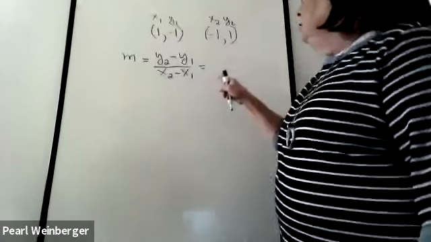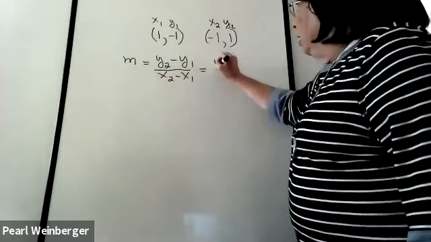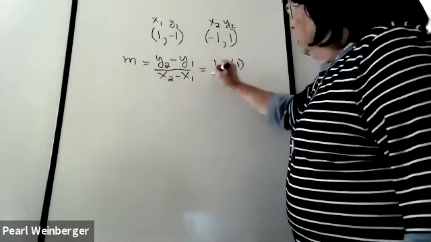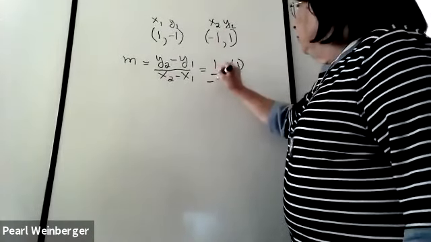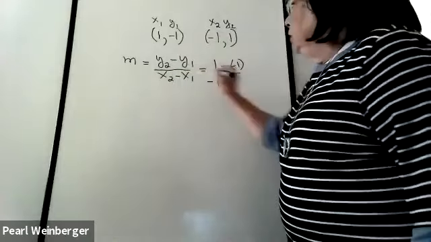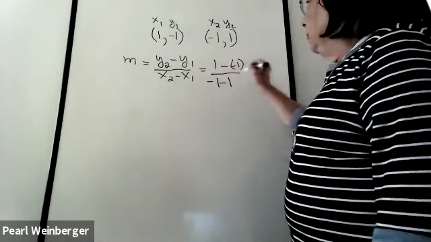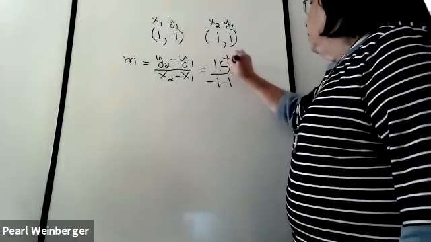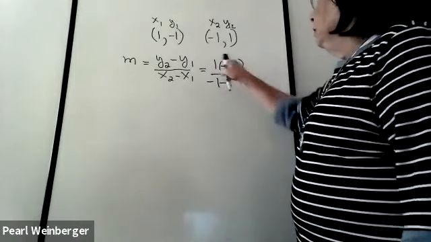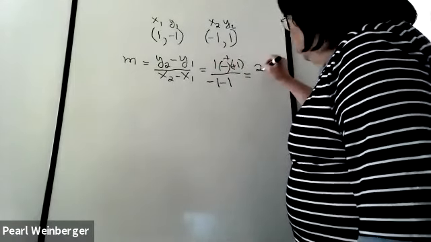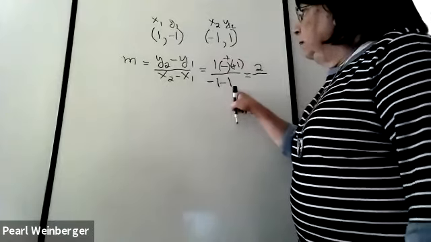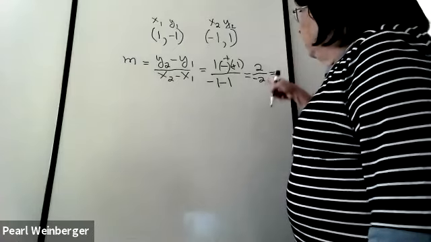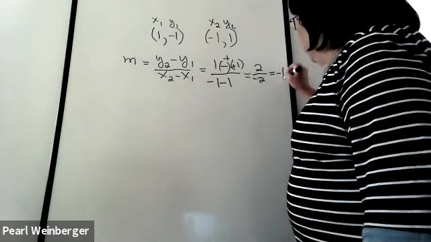And if I put it into the equation, it's y2, which is 1, minus y1, which is negative 1, over x2, which is negative 1, minus x1, which is plain 1. Now I have here 2 minuses, and 2 minuses become a plus. So this becomes 1 plus 1, which is 2. And this is negative 1 minus 1, which is negative 2. And if I divide 2 by negative 2, my answer becomes negative 1.